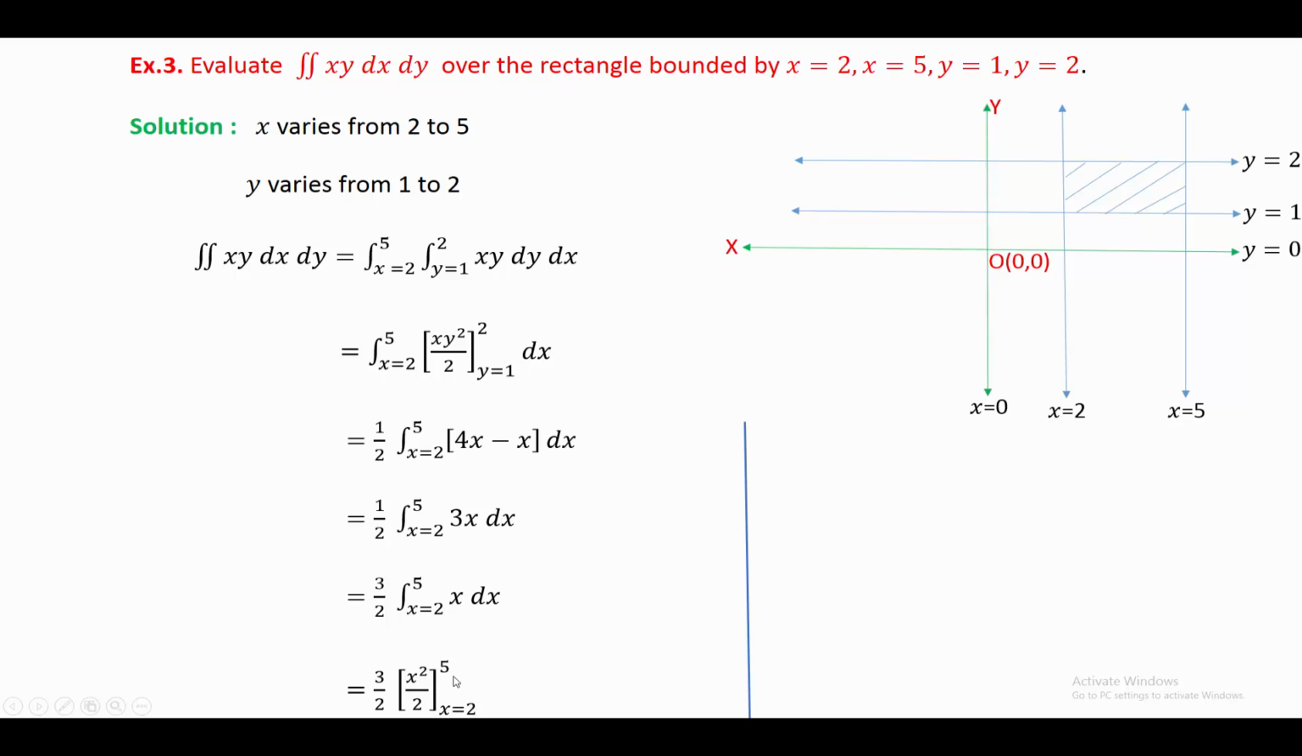Now first put the upper limit and then put the lower limit. So it equals 3 by 4, since 2 into 2 is 4. First put the upper limit, so 5 square minus, put the lower limit, 2 square. 5 square is 25 and 2 square is 4. So 3 by 4 times 25 minus 4, which is 21. 21 into 3 is 63, so 63 by 4 is the answer.